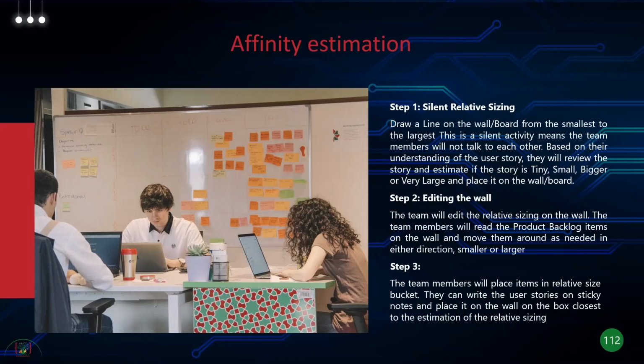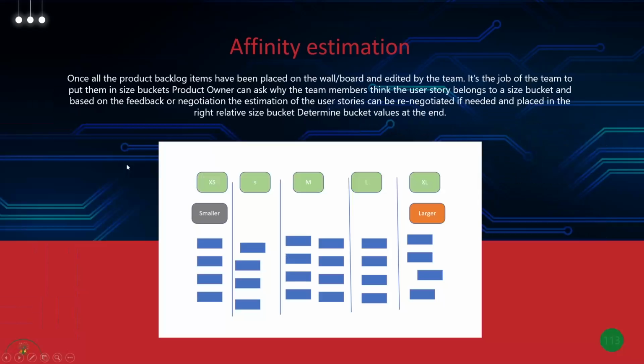And then step 3, the team members will place the items in relative size buckets and they will write the user stories in sticky notes, or there are ALM tools like Jira or other tools which have this affinity estimation already built in. So if you're using sticky notes, you place them on the wall and you're basically estimating relative sizing. If you think it's a medium, you put it in a medium bucket. Or if you think it's large, you put it in the large section on the wall.